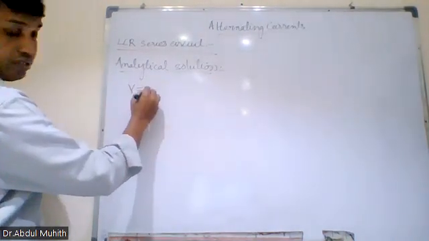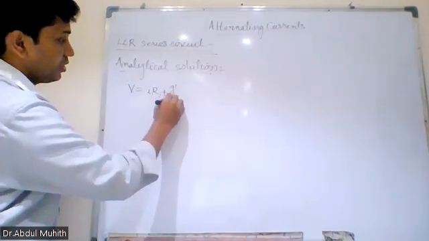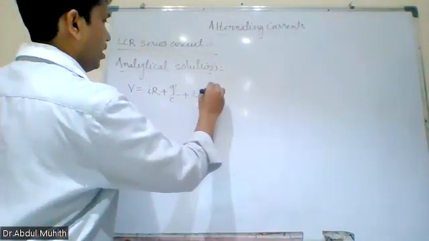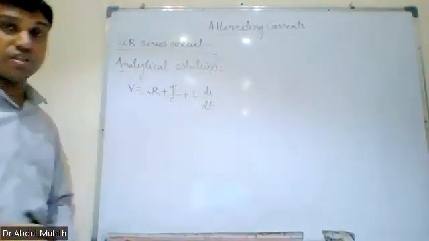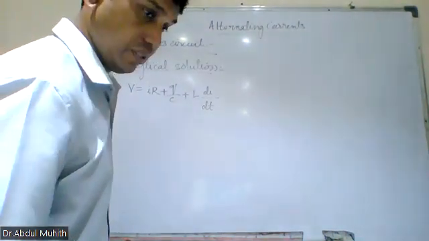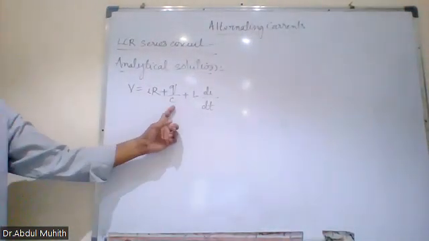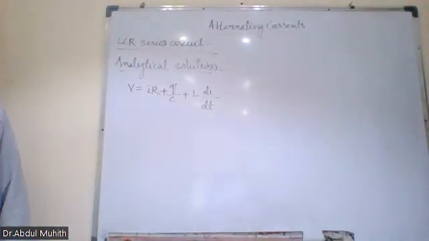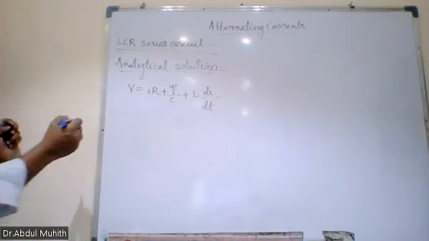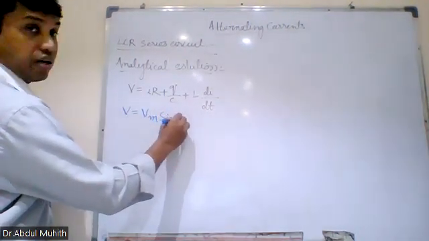V is equal to what? V is equal to IR plus Q by C plus L into di by dt. Is that clear? The applied voltage is equal to the voltage across the resistor plus the voltage across the capacitor plus the voltage across the inductor. Is that clear? So after that we have V is equal to what? V is equal to Vm sin omega t. Is it clear, all of you?